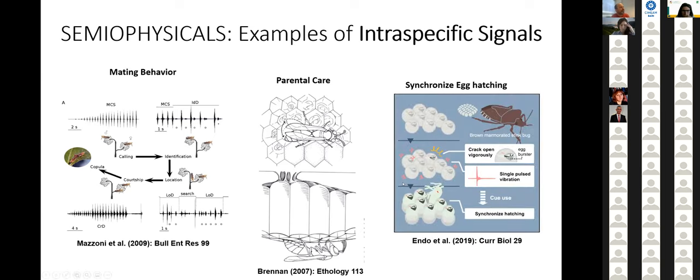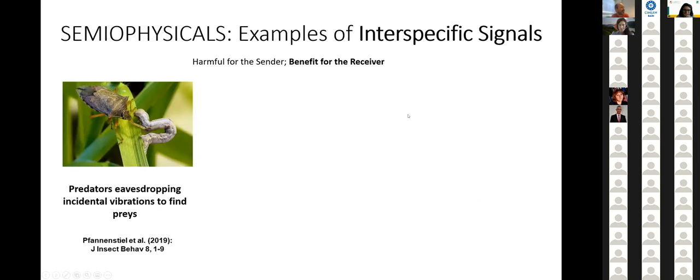Another point is the synchronization of egg hatching. In the case of the brown marmorated stinkbug, when the first egg hatches, a vibration is transmitted, and all the offspring synchronize their exit, because otherwise there would be some cannibalism. So this is a synchronization for biological reasons, to allow the survival of all of the newly hatched nymphs.